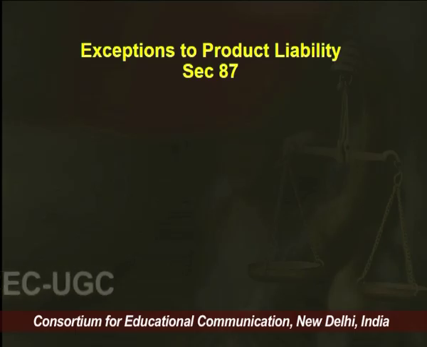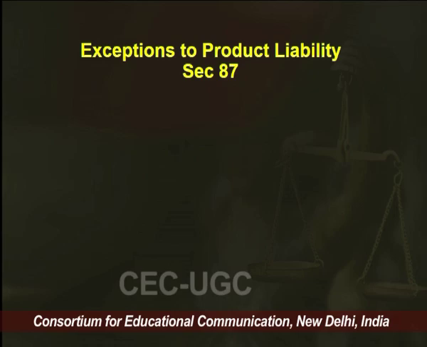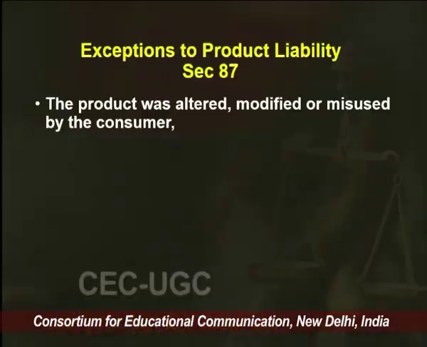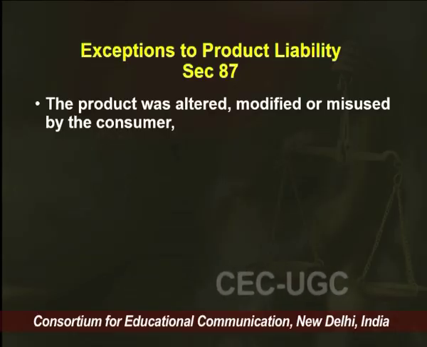Then there are a few exceptions also. We have discussed the circumstances in which the liability of the manufacturer, the liability of the product service provider and the liability of the product seller arises. Now, what are the defenses or exceptions where they can be excused from this liability? That is given under Section 87. They can state that the product was altered, modified or misused by the consumer. So, when there is contributory negligence, or when the consumer himself is at wrong, that he himself has altered, modified or misused.